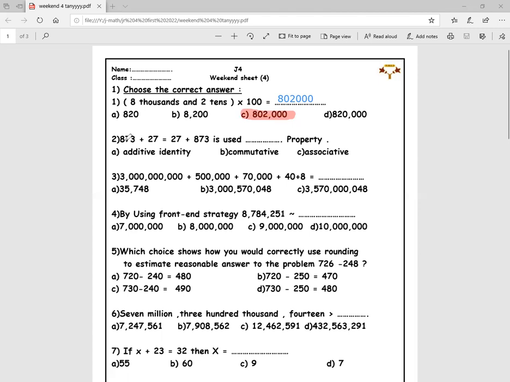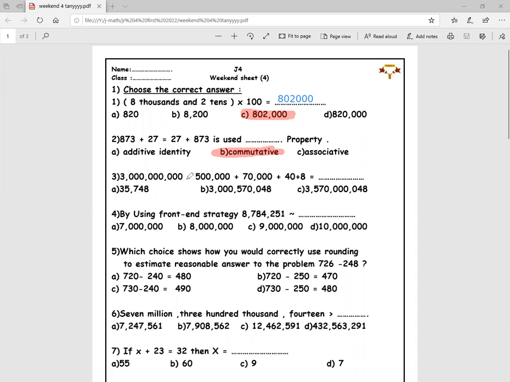Let's see the next one. 873 plus 27 equals 27 plus 873 is which property? So these are the same numbers and we're just going to swap the order of the numbers. So this is the commutative property. Let's check the other properties: additive identity, when we add with zeros, and associative, when we just put two brackets between three numbers or more.